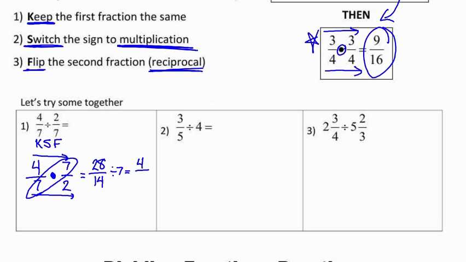14 divided by 7 would be 2. And then I can divide 4 divided by 2, because this can simplify by 2 again. And I end up just getting 2 as my final answer.